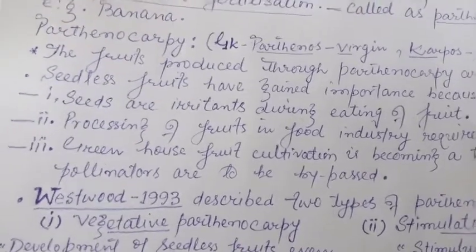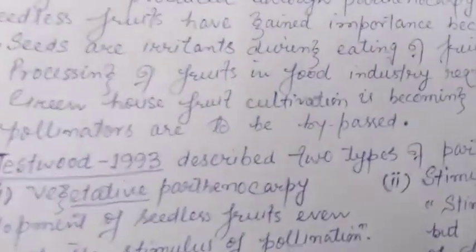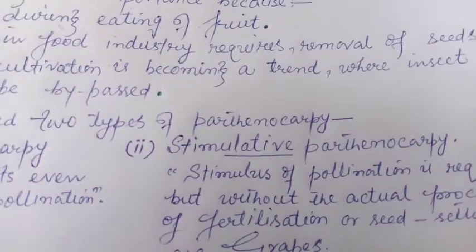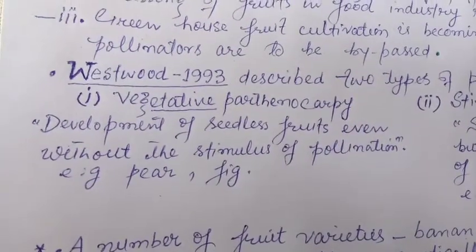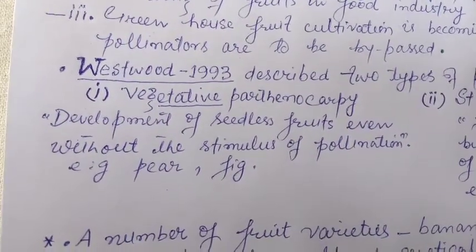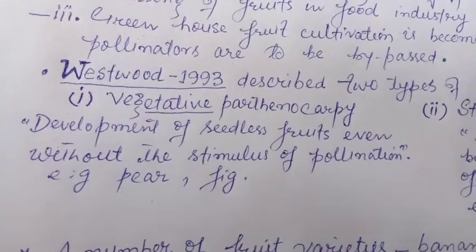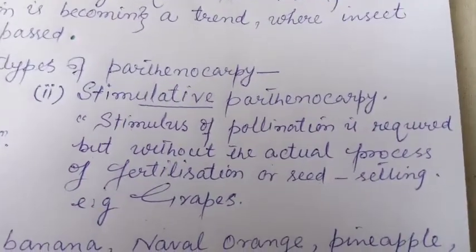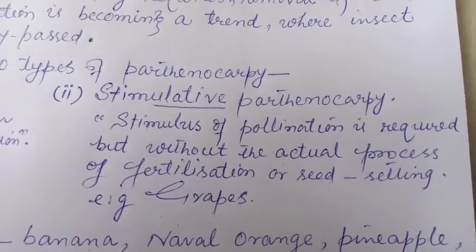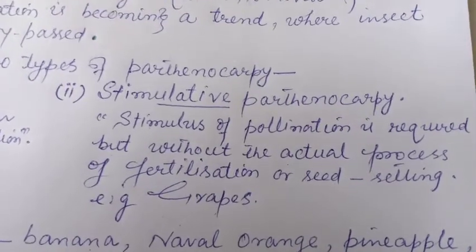Westwood in 1993 described two types of Parthenocarpy. The first one is vegetative Parthenocarpy, and the second one is stimulative Parthenocarpy. Vegetative Parthenocarpy is the development of seedless fruits even without the stimulus of pollination, for example in pear and fig. And in stimulative Parthenocarpy, the stimulus of pollination is required, but without the actual process of fertilization or seed setting. It occurs in grapes.